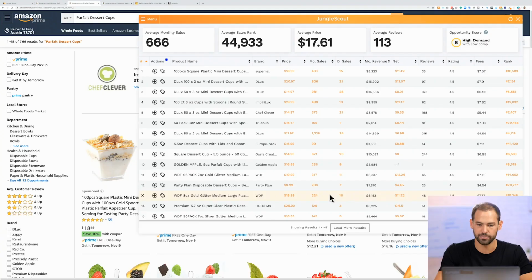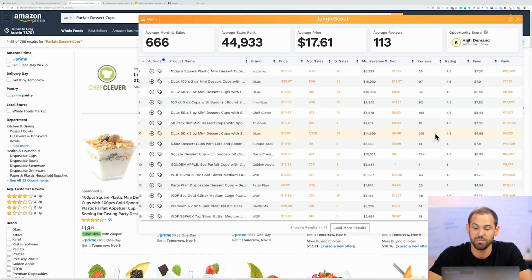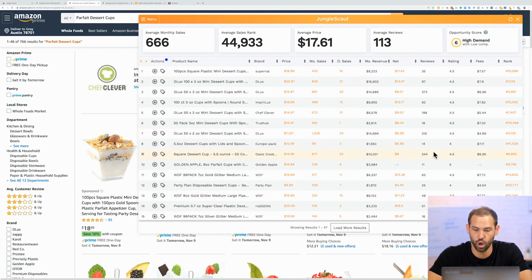So this particular product, it looks like demand's pretty good: 400, 800, 1,000, 500. So I'd say 5,000, maybe more sales. Reviews: 35, 97, 62, 18, 14, 11. I mean, there's some decent options here that have fairly low reviews, all right? So it has enough sales and low enough reviews for me to take it to the next level a little bit.